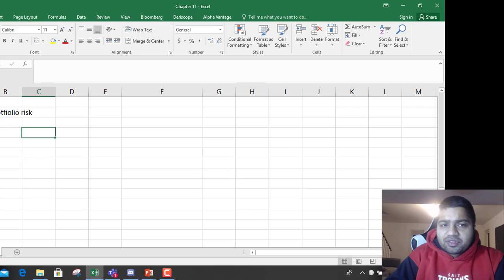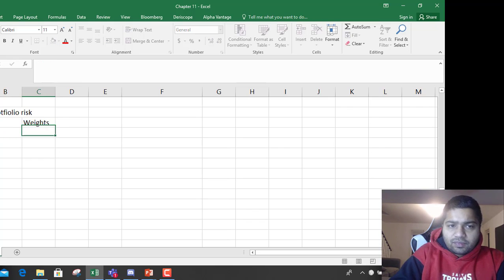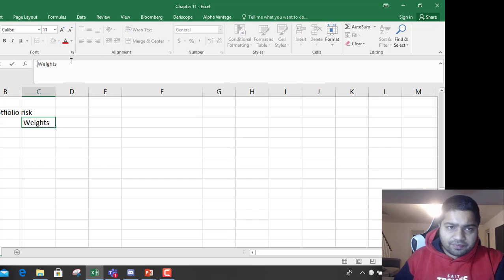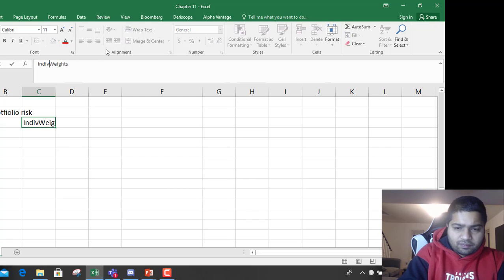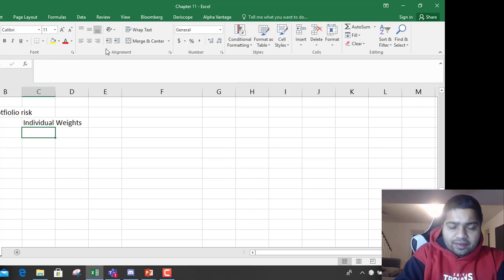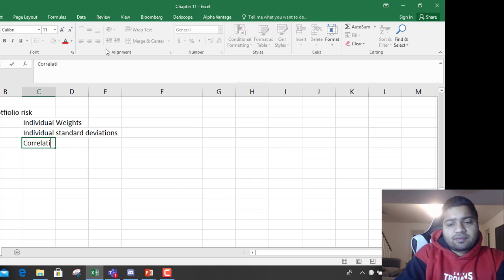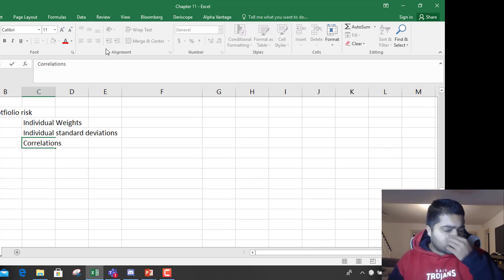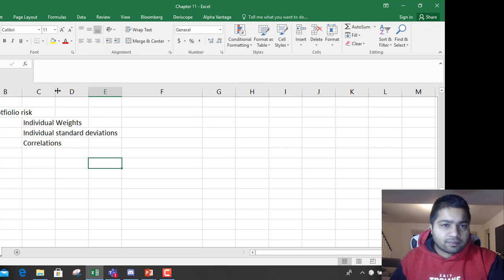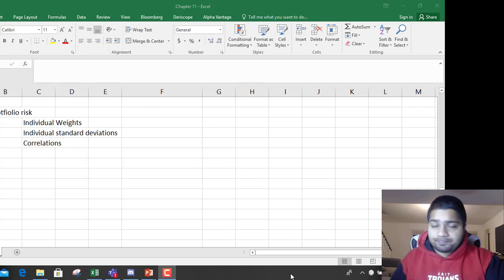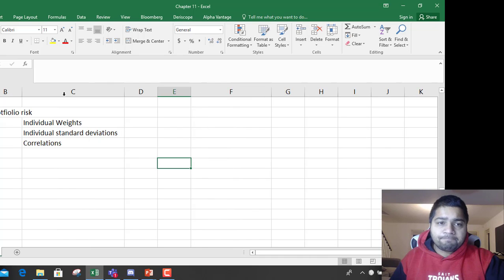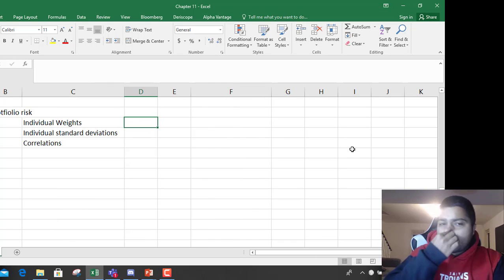Portfolio risk depends on three things: weights, so individual weights, then individual standard deviations, and correlations between assets. So what are individual weights? What does it mean?